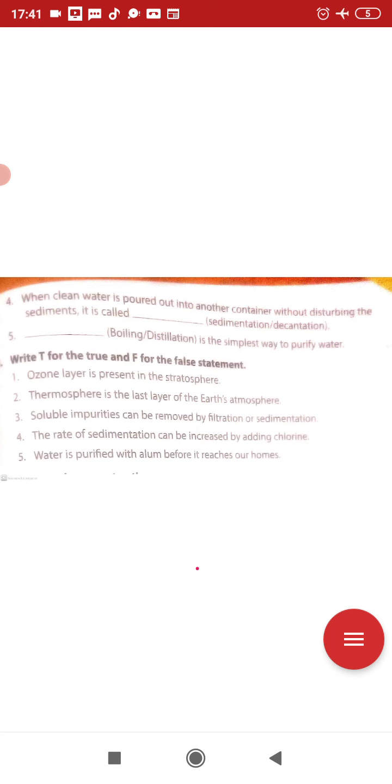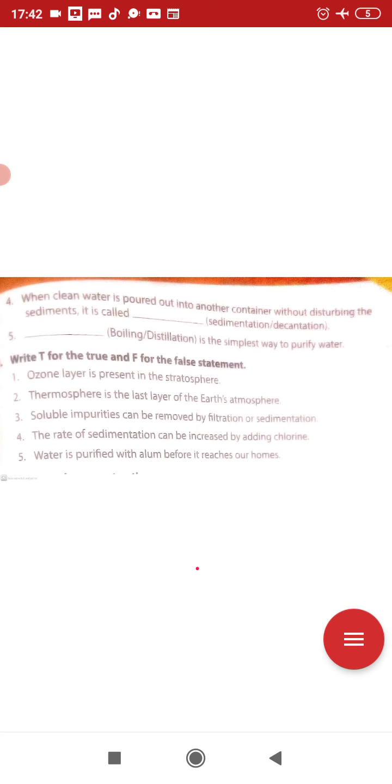Suppose a mixture containing mud and water, muddy water, is allowed to stand undisturbed in a beaker. After some time, the mud settles down at the bottom of the container as sediments. This process is called sedimentation. If we take some muddy water in a beaker or glass, after some time you can see that the sediments, or the mud, get settled down at the bottom. So this is called sediment, and the process is called sedimentation.